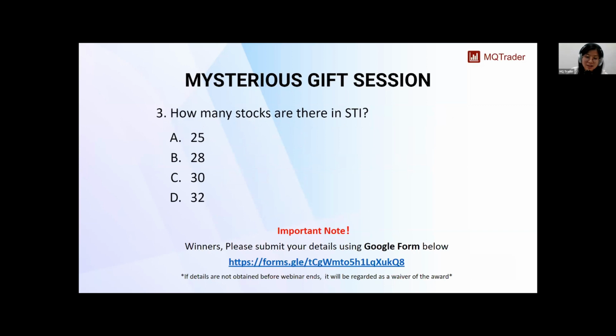How many stocks are there in the STI index, the Straits Times Index? It is the blue chip index in Singapore. Remember to answer A, B, C, or D. I see some people type out the numbers, but we need A, B, C, or D. So the answer is C. You typed it correctly, which is 30.